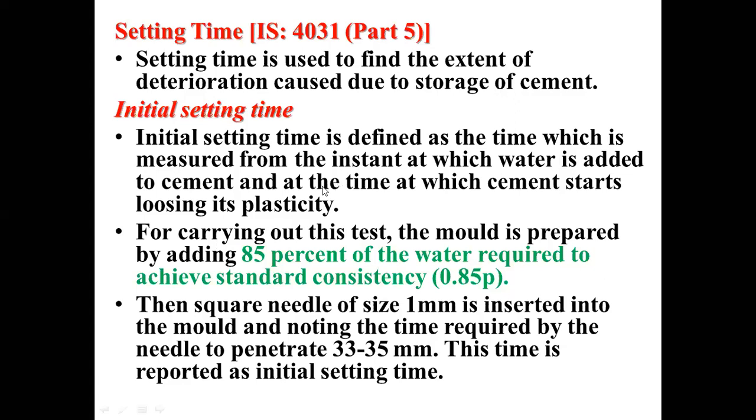Based on that, what we evaluate is called the initial setting time. The initial setting time is calculated by using the 0.85 P. This is one of the important points you have to remember: 0.85 P, and start the stopwatch at the time of mixing water and preparing the sample. At that time we have to start the stopwatch. When you get 5 to 7 mm penetration, stop the stopwatch and note down the time; that gives your initial setting time.